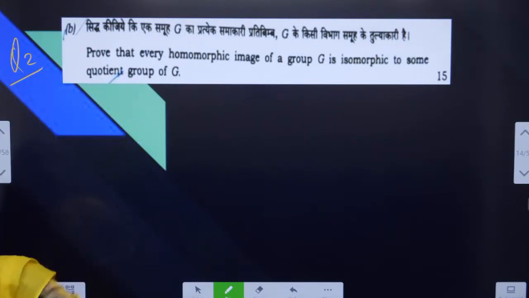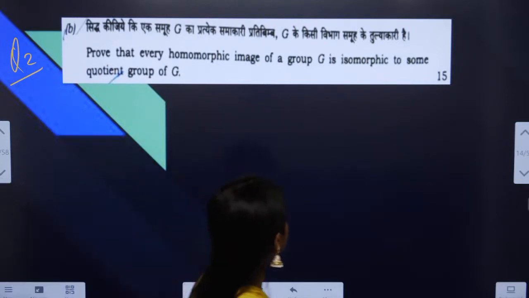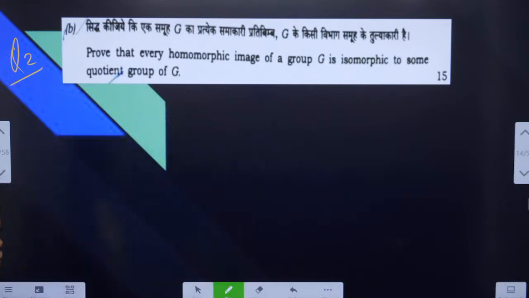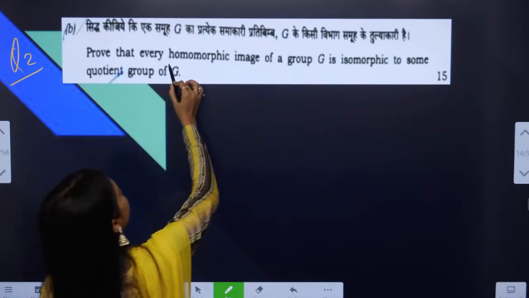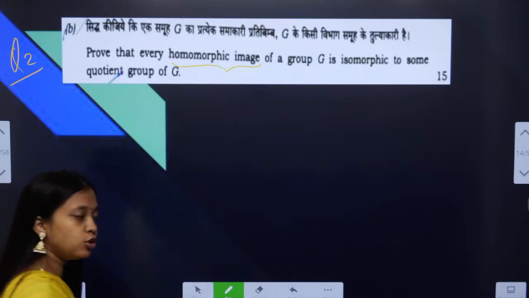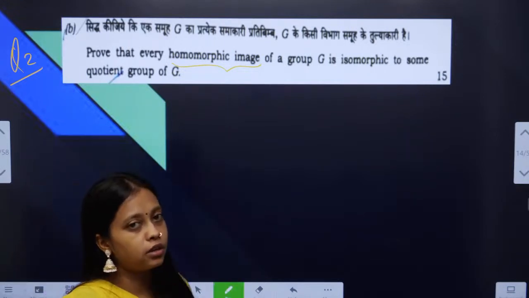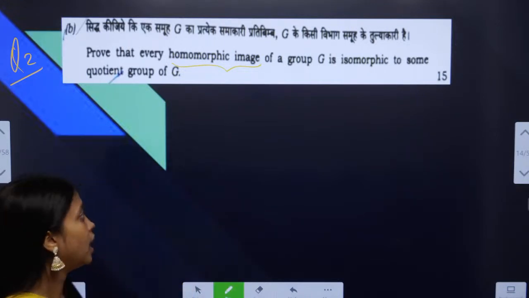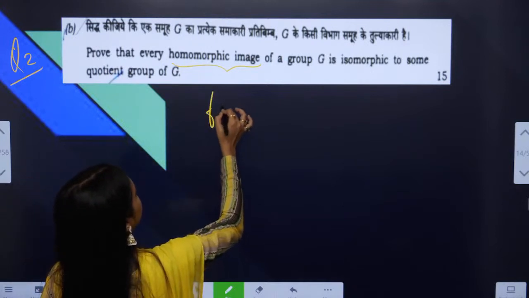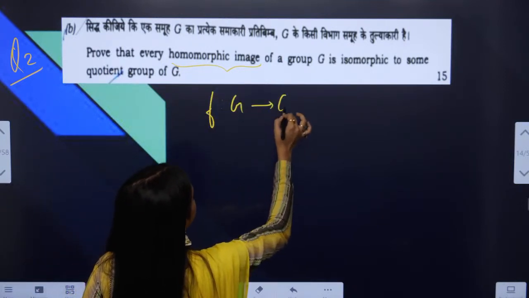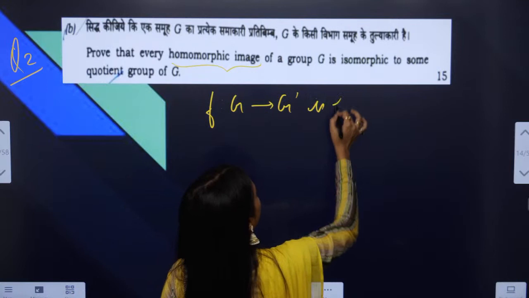This was from your real analysis. Now, second is again group theory. Prove that every homomorphic image of a group G is isomorphic to some quotient group of G. Okay. So, every homomorphic image, that means you have to take an arbitrary homomorphic function from, let us say, some G to G dash. This is a homomorphism.